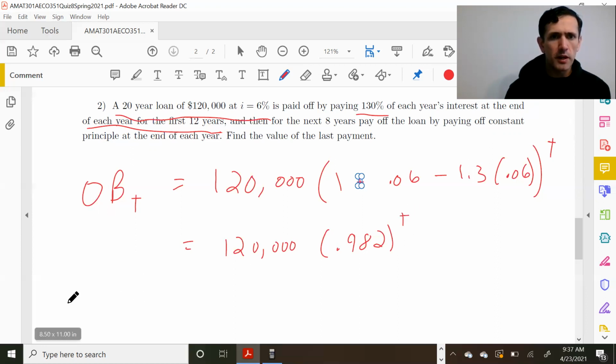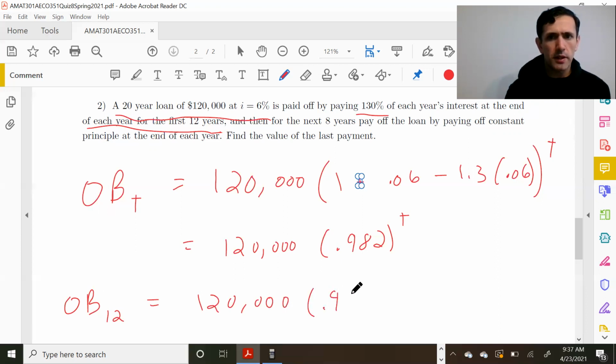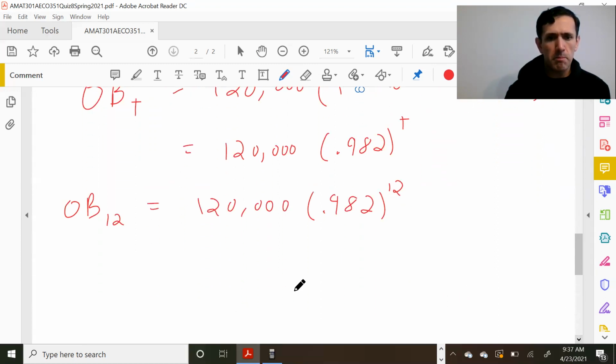0.982 to the t. Okay, so this is going to be, we'll just plug in t equals 12. Pretty straightforward. And this you get 96,498.18.